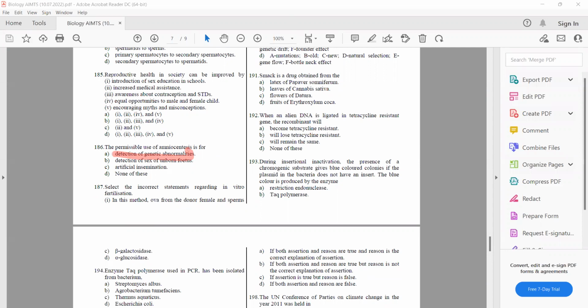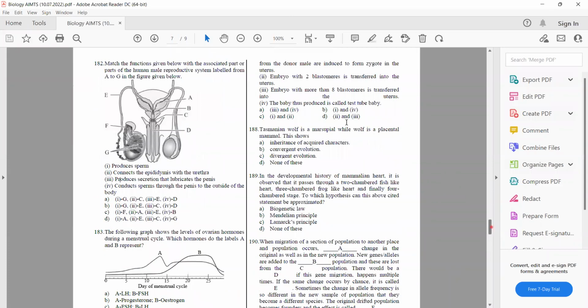So when we talk about this question, especially ova from the donor female and sperms from donor male are introduced to form zygote in the uterus, not in the uterus. Embryo with 2 blastomere is transferred into the uterus in fallopian tube. Embryo with more than 8 blastomere is transferred into the uterus. Yes. The baby thus produced is called test tube baby. Yes. So 2 and 4, these two statements are right. The statements which are incorrect are 1 and 3. So in the question, we are supposed to identify the incorrect statement.